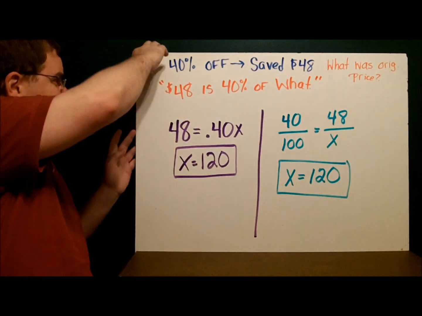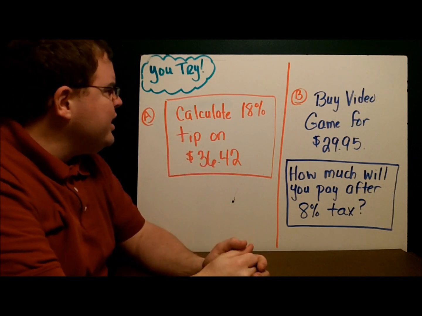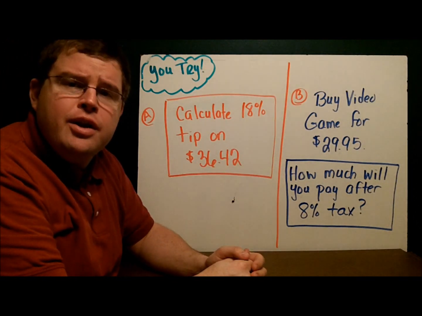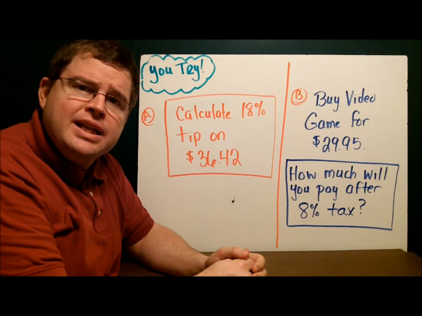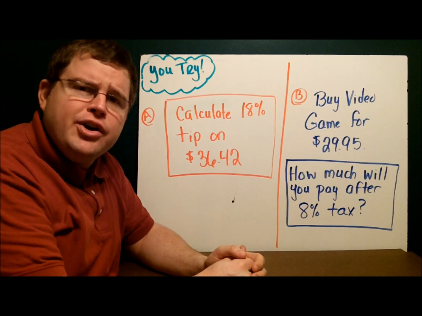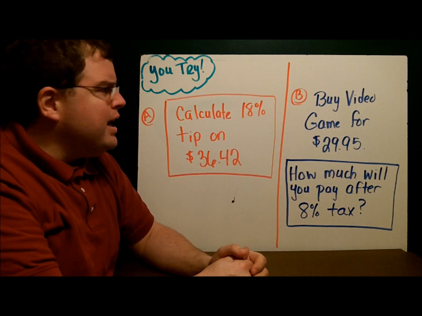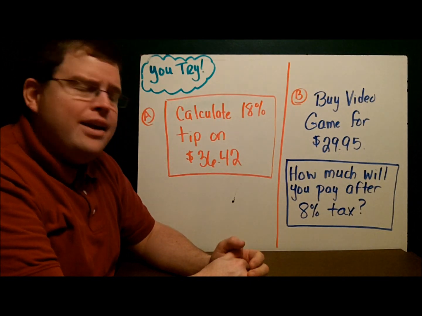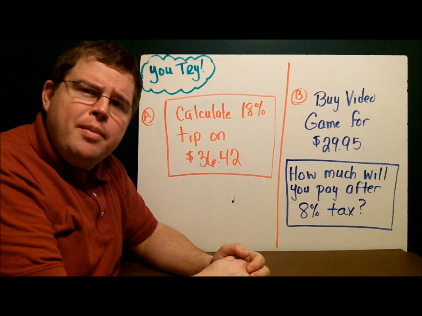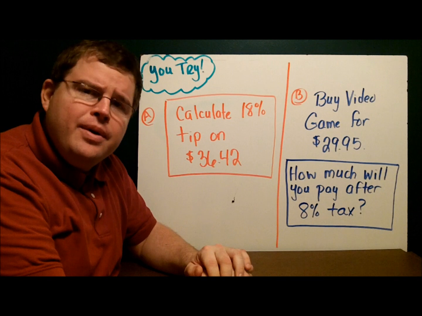Here's a couple of examples for you to try. The first example I'd like for you to do is to calculate 18% for a tip on $36.42. So you went out to eat, the total bill was $36.42, and you're going to leave the waitress an 18% tip. How much are you leaving the waitress? The second example is a video game, it costs $29.95, and you have to pay 8% sales tax. I'd like for you to figure out how much you'll be paying in sales tax and what's the total amount that you'll be paying when you get to the cash register.